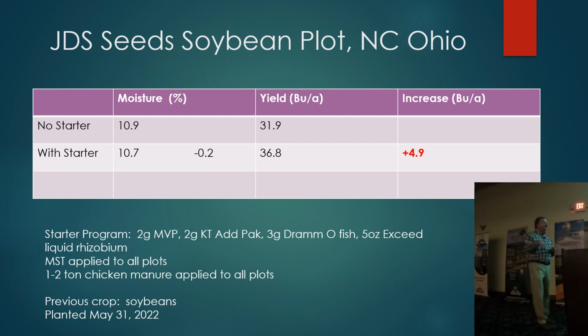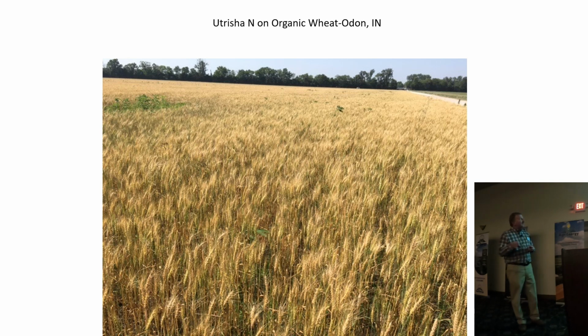We've mentioned Utrisha and the Blue N. These are nitrogen fixing products. I want to reinforce that where we have seen the biggest payback from these products has been on small grains and also potentially grass. But on wheat, oats, barley, things like that. Of course, that's a nice field of wheat here in Indiana.